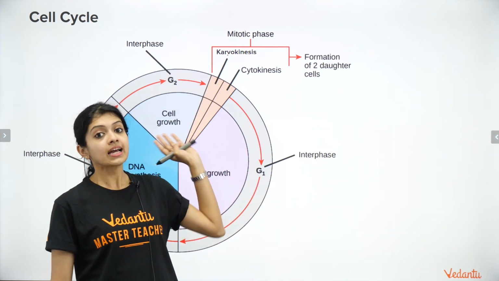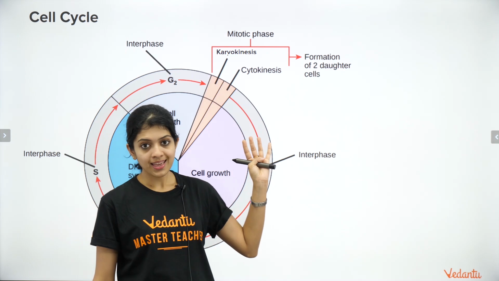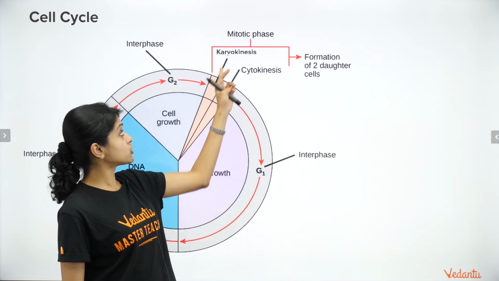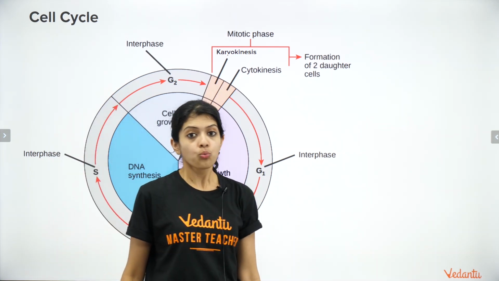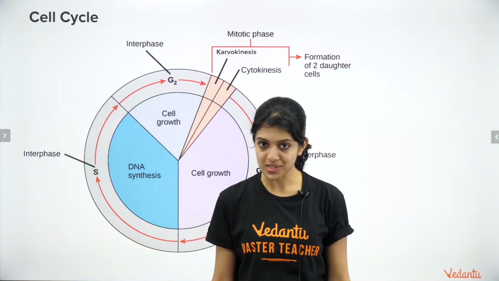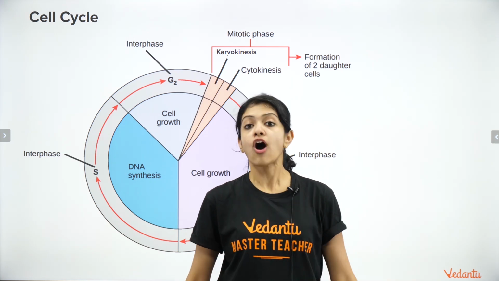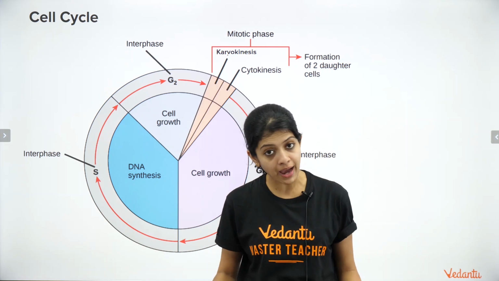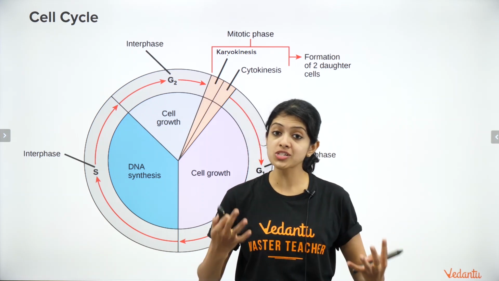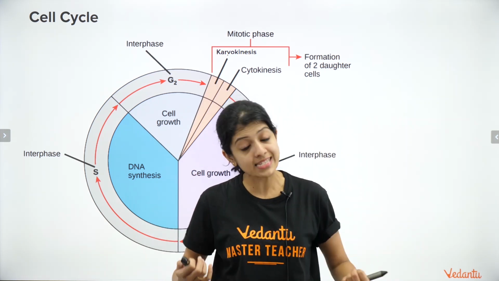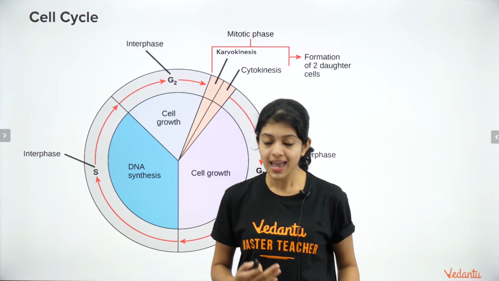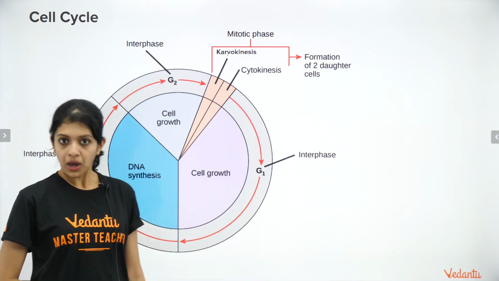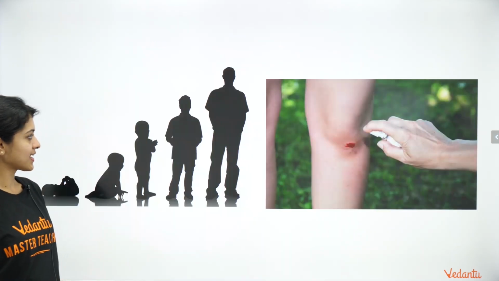Once it has completed G2, the cell is ready to enter the mitotic phase, the first stage of which is karyokinesis, which is nothing but mitosis, the topic that all of you have been waiting for. So let's look at what happens in mitosis. Initially, I don't want to start off with the definition. Let's first understand what happens in mitosis and then come to all other related aspects of it. Okay, so let's get started.